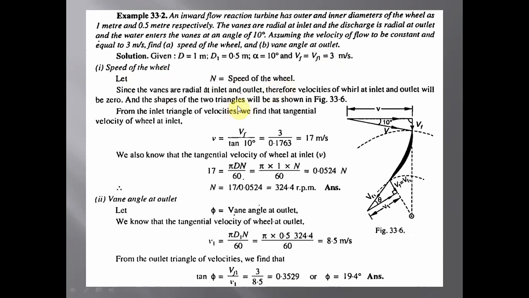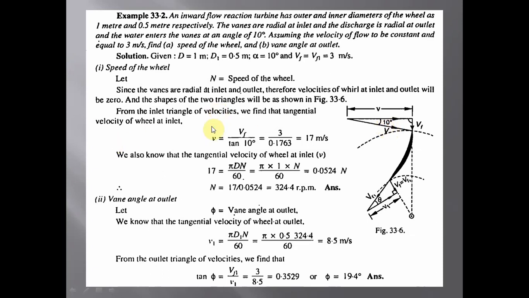Since the vanes are radial at inlet and outlet, the velocity of whirl at inlet and outlet will be zero, and the shape of the triangle will be as shown in the figure. This is the velocity triangle at inlet and this is the velocity triangle at outlet. Here this is the 10 degrees.